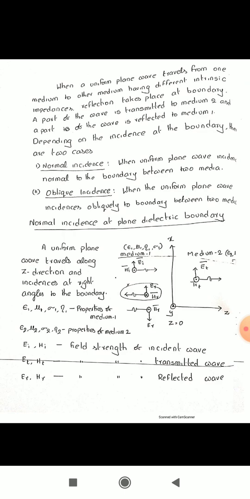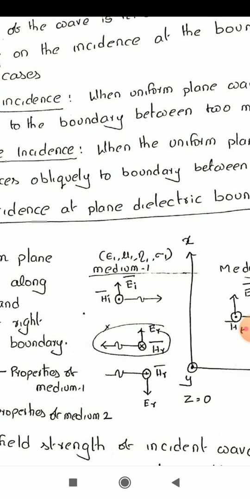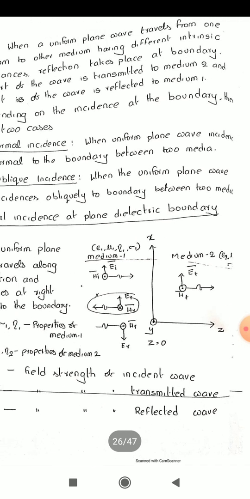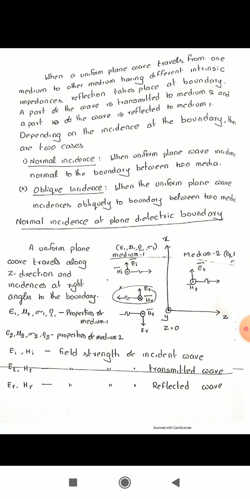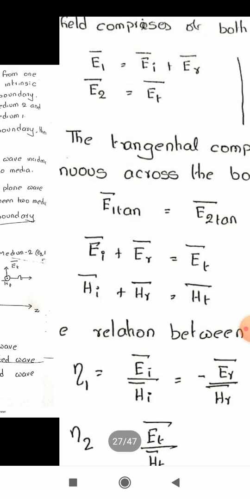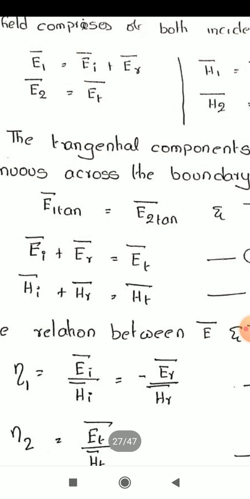In the figure, EI and HI are the parameters of the incident wave, ET and HT are the transmitted wave in medium 2, and HR and ER are the reflected wave. Go through the diagram, where it is clearly mentioned what EI, HI, ET, HT, ER and HR are. Now the field in medium 1 comprises both the incident wave and the reflected wave. The total electric field in medium 1 is E1 equal to EI plus ER, and E2 equal to ET.